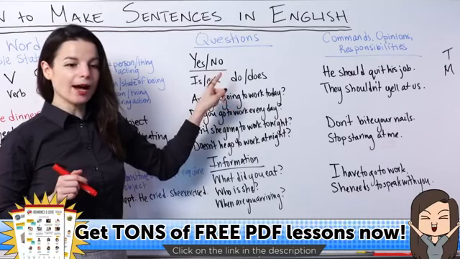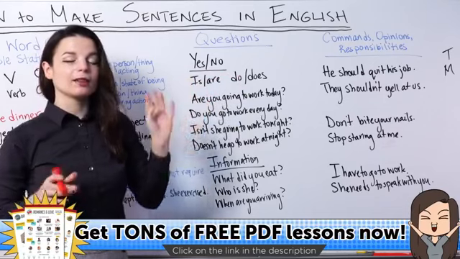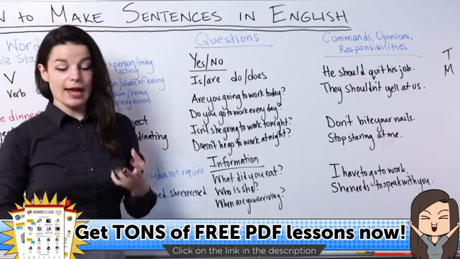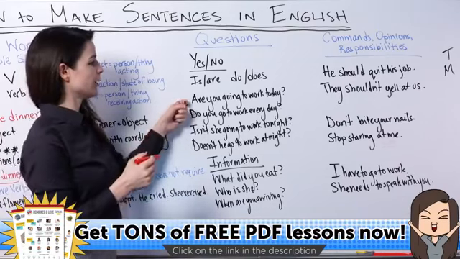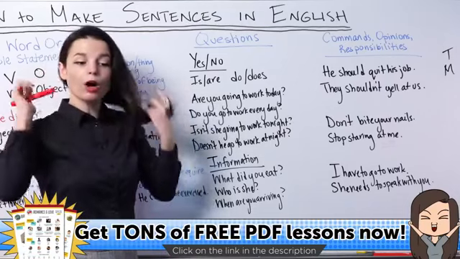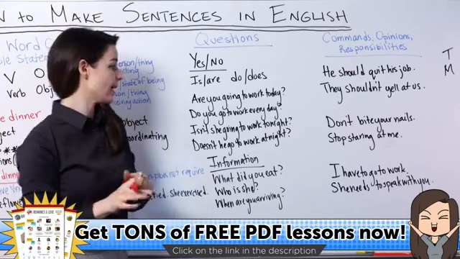Lots of people ask, what's the difference between these kinds of sentences? So let's look at some examples first, and let's see how we make these sentences. First, for example, this one begins with are. Are you going to work today?